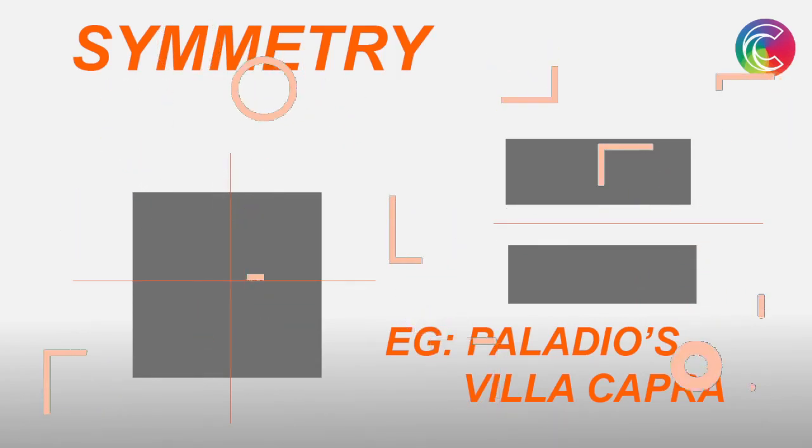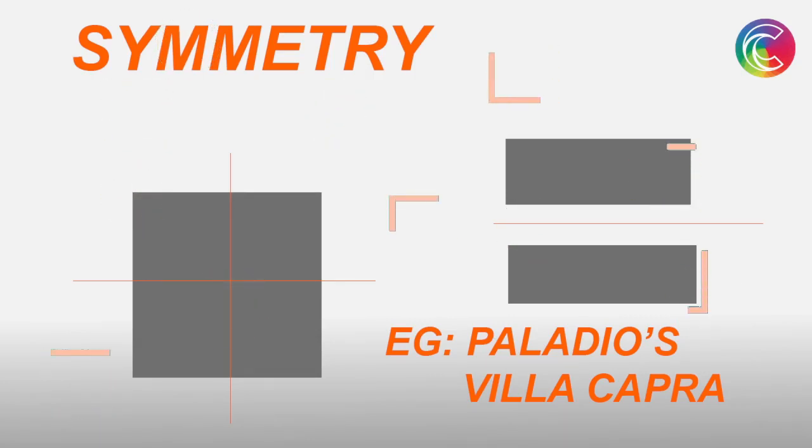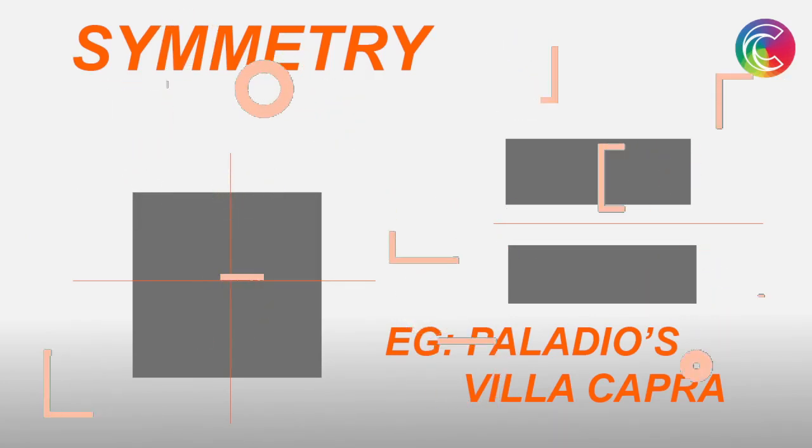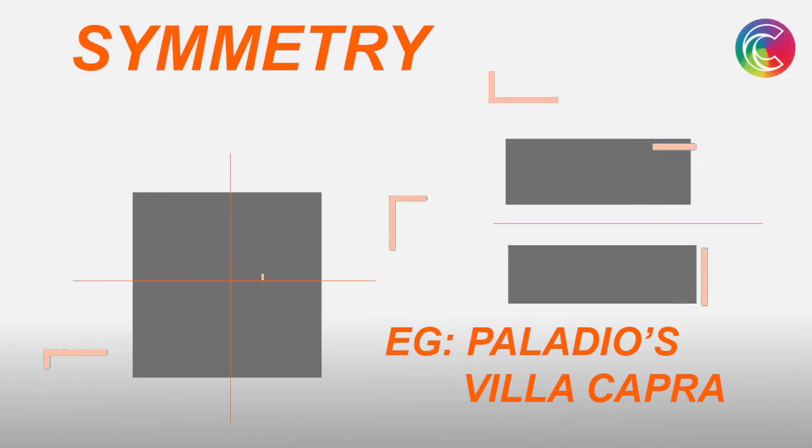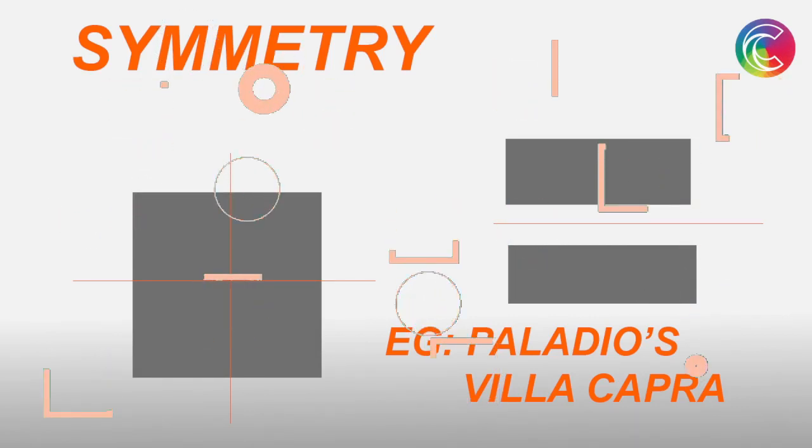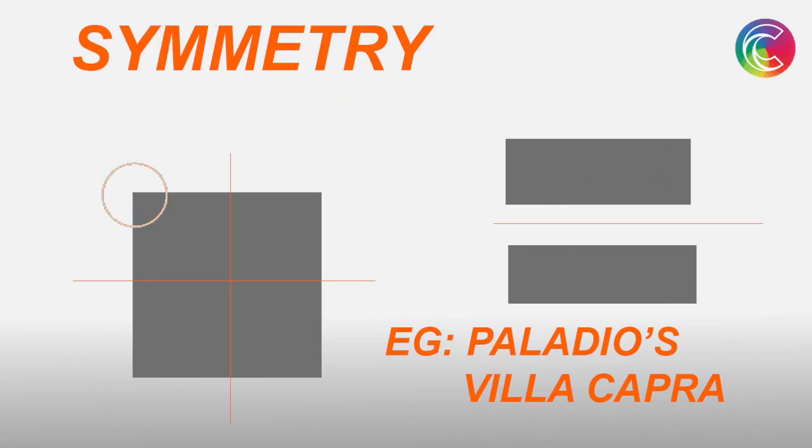The ancient medieval designs are mostly symmetrical. Then one of the major examples which stands out in symmetry is Palladio's Villa Capra. It has another name as well. So if you are watching this video completely, let me know in the comment section what is the other name of Villa Capra. So please check out this example.